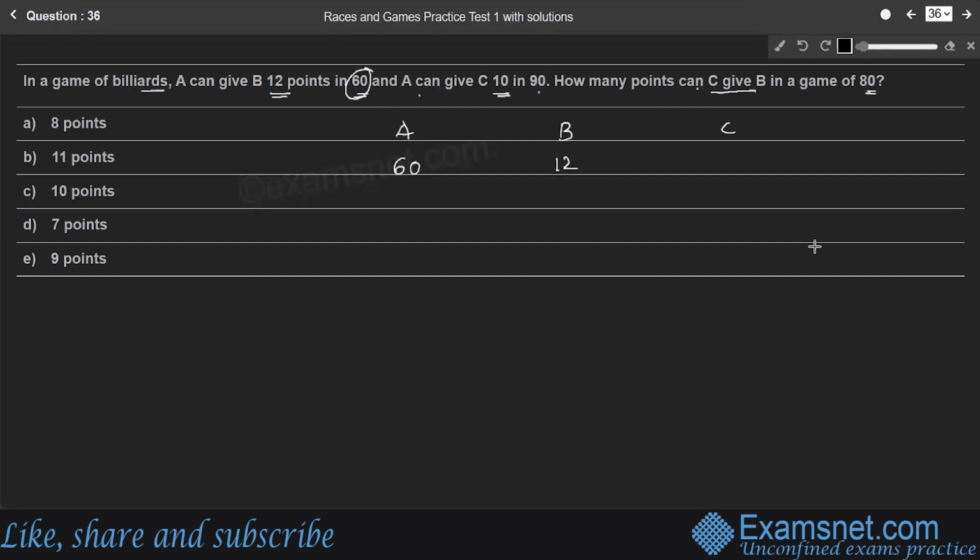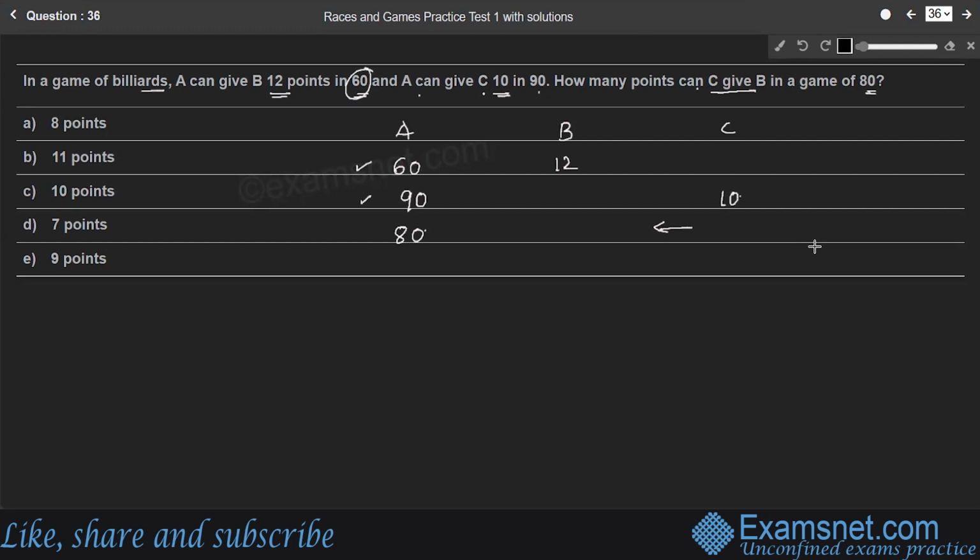A can give C 10 points in a game of 90. We'll consider 90 in a game of 90. A can give C 10 points. So how many points can C give B in a game of 80? Based on the first two pieces of information, in a game of 60 and 90.